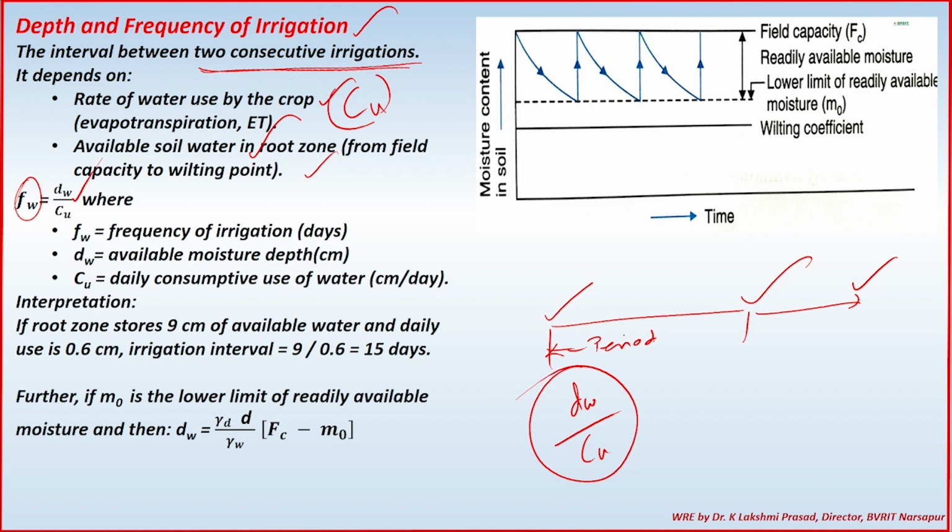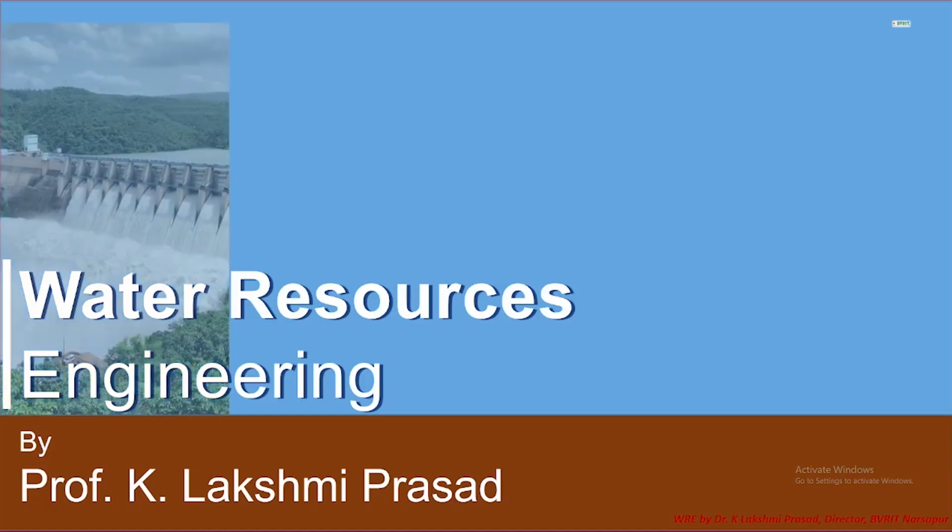So kindly remember the frequency of irrigation, or the time interval between two consecutive irrigations. It is nothing but the depth of available moisture in the root zone divided by the consumptive use. This is one of the important points.